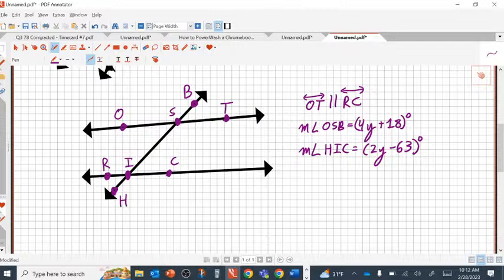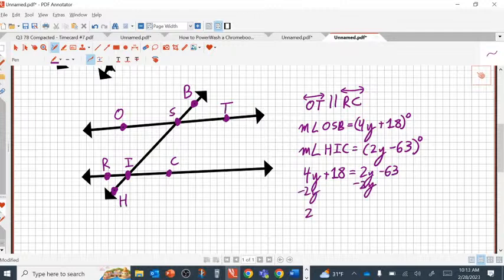Okay. Can I get you back up here in 5, 4, 3, 2, 1? Okay. Hopefully I didn't mess this up. Maybe I messed this up. Hang on. I think I might have messed this up. So these two should be equal, right? And that's 2y minus 63. Now we start solving it.